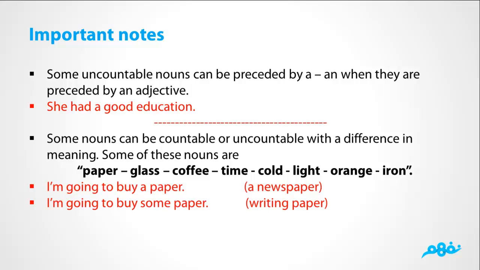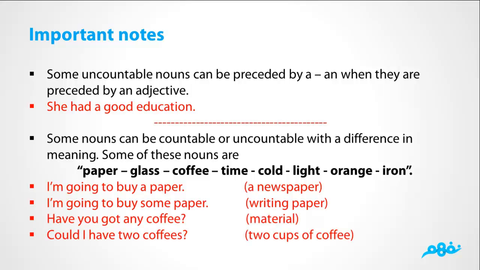The first sentence, I'm going to buy a paper. The word paper here is a countable noun, and it's preceded by a, but here it means a newspaper. But I'm going to buy some paper. Here we deal with the word paper as writing paper, material.